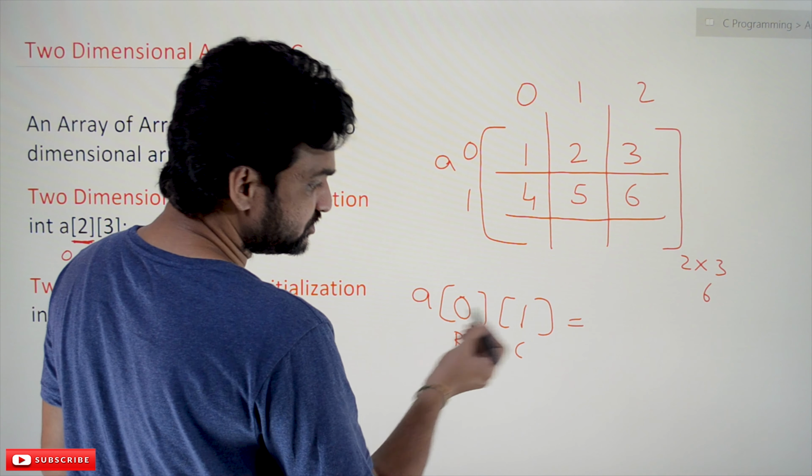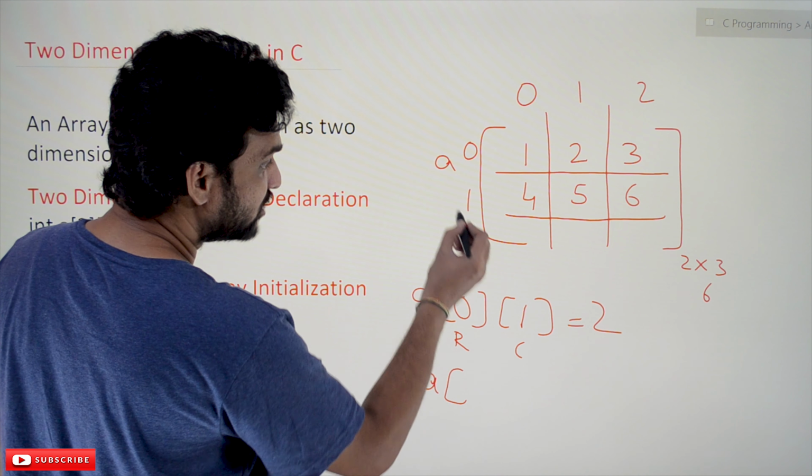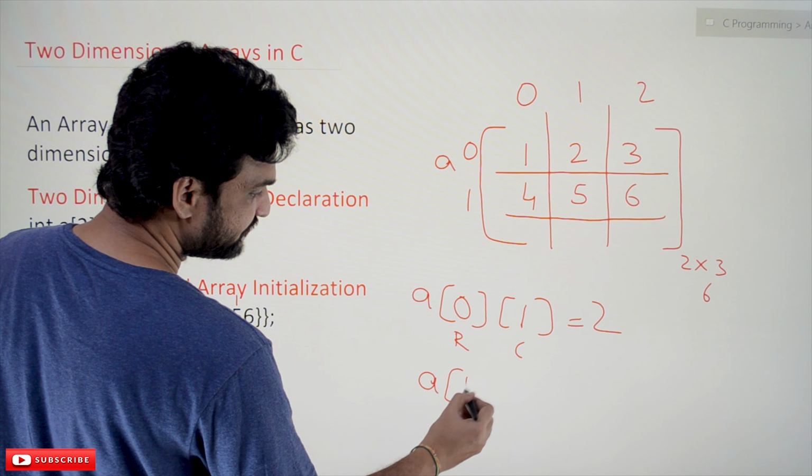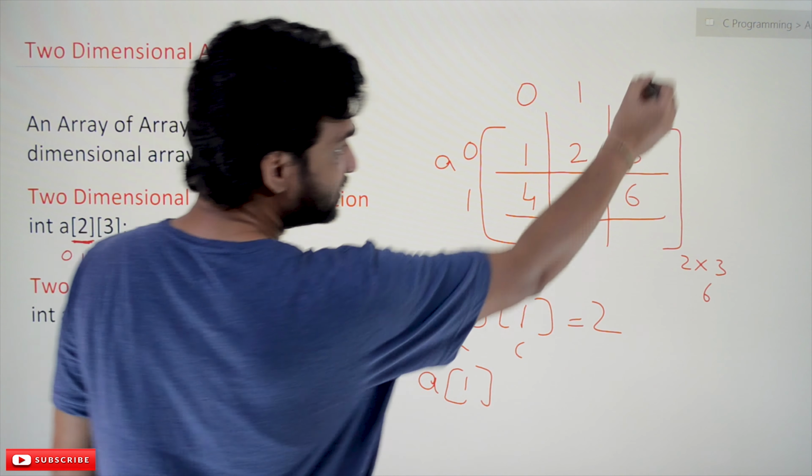A of 0 1 is used to get 2. Similarly, how to get this value? How to get this 6? How to access the 6? It is A of, we are in the first row and in the second column. So the intersection point is this one, second column and first row. We are going to get 6. Okay, this is how the elements will get accessed.